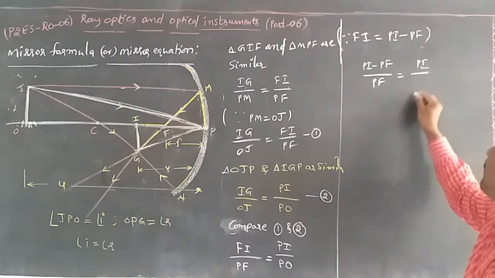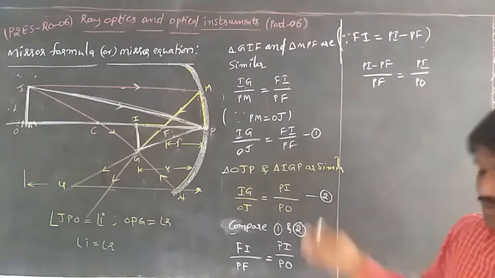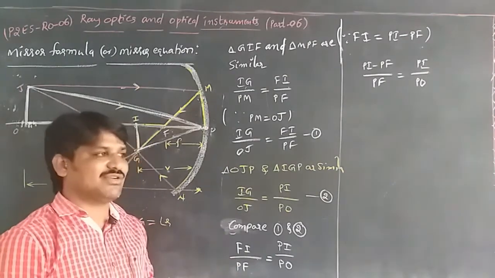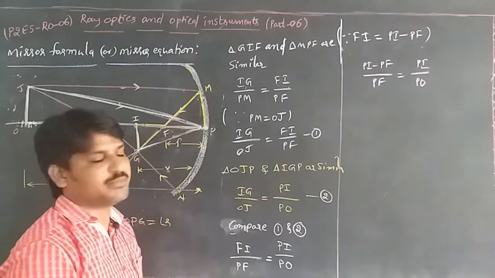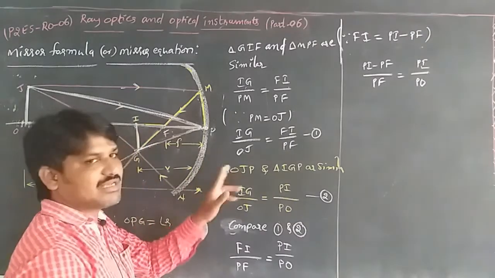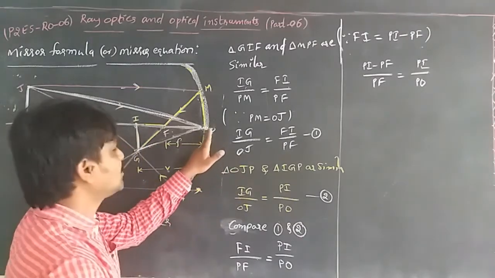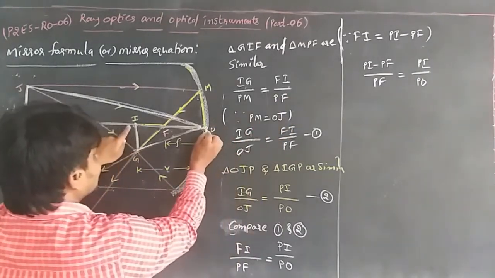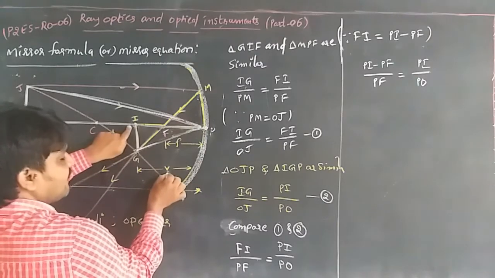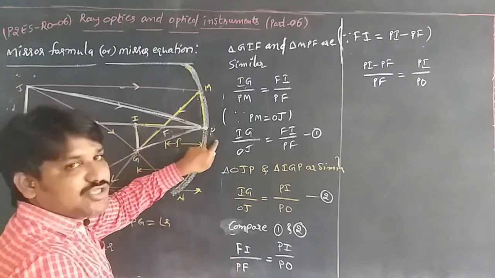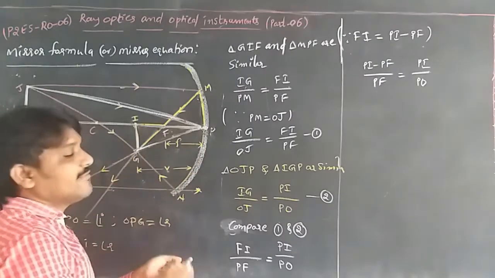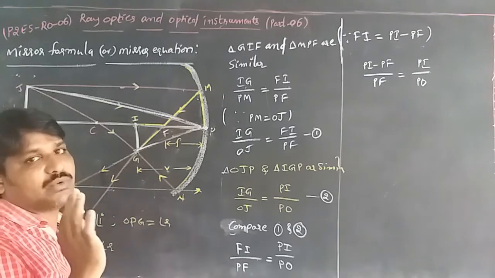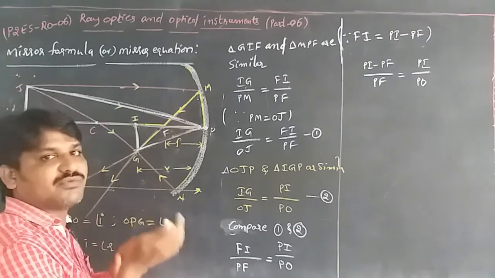Pi by PO. So now come to the diagram, the distances we are measuring according to the sign convention. According to the sign convention of the mirrors, we must measure all the values from the pole. So from the pole, Pi means the distance from the pole to the image. Whenever the distances we are measuring are opposite to the incident ray, then we should take negative. Otherwise, in the direction of the incident ray, we should take positive.